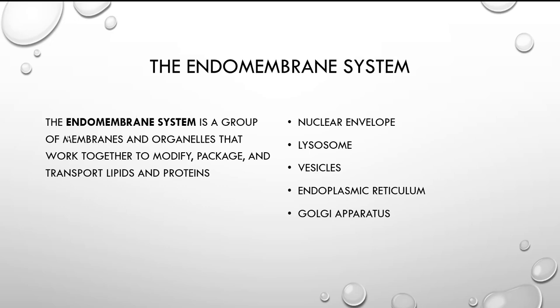That's something that's going to be happening, which involves a number of different organelles. We have the nuclear envelope, which basically surrounds the nucleus. The lysosomes, we'll talk about those. The vesicles, the endoplasmic reticulum, and then the Golgi apparatus. We'll talk about each one of these that's involved with the endomembrane system. And that endomembrane system modifies, packages, and transports lipids and proteins.